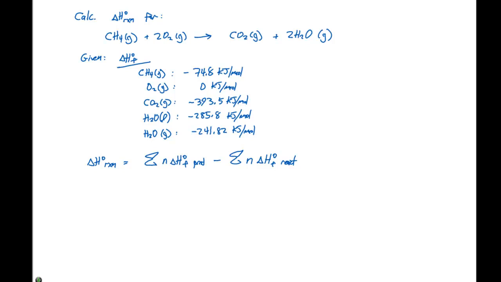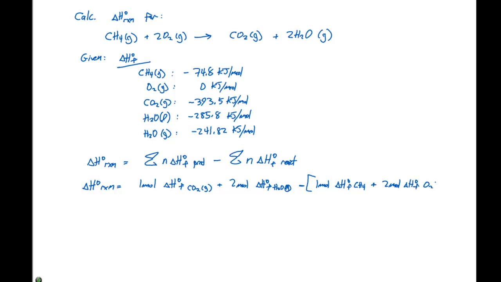So here, in this case, we can set up our delta H naught of a reaction, and that's going to equal 1 mole times the delta H naught of formation of the CO2, plus 2 moles times the delta H naught of formation of the H2O, minus 1 mole times the delta H naught of formation of the CH4 plus 2 moles times the delta H naught of formation of the O2.